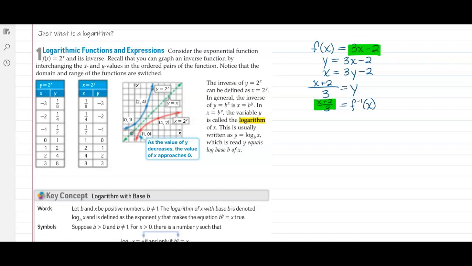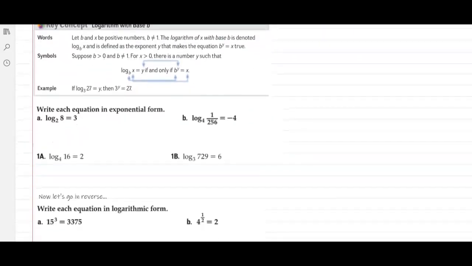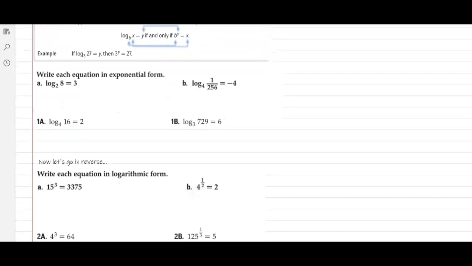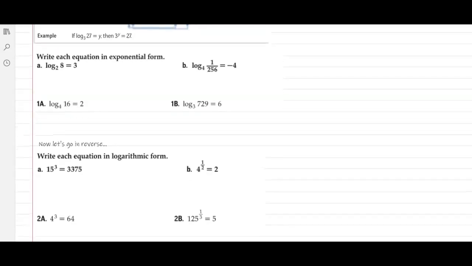y equals log base b of x is the notation that we're going to use, and we read it y equals log base b of x. This little number here, this subscript, is the base. One thing to note, if the log base 3 of 27 equals y, then 3 to the y power equals 27. We're going to use that in a couple of examples. The first thing we want to do, though, is be able to translate between logarithmic notation and exponential form. That's very important to be able to do those things.